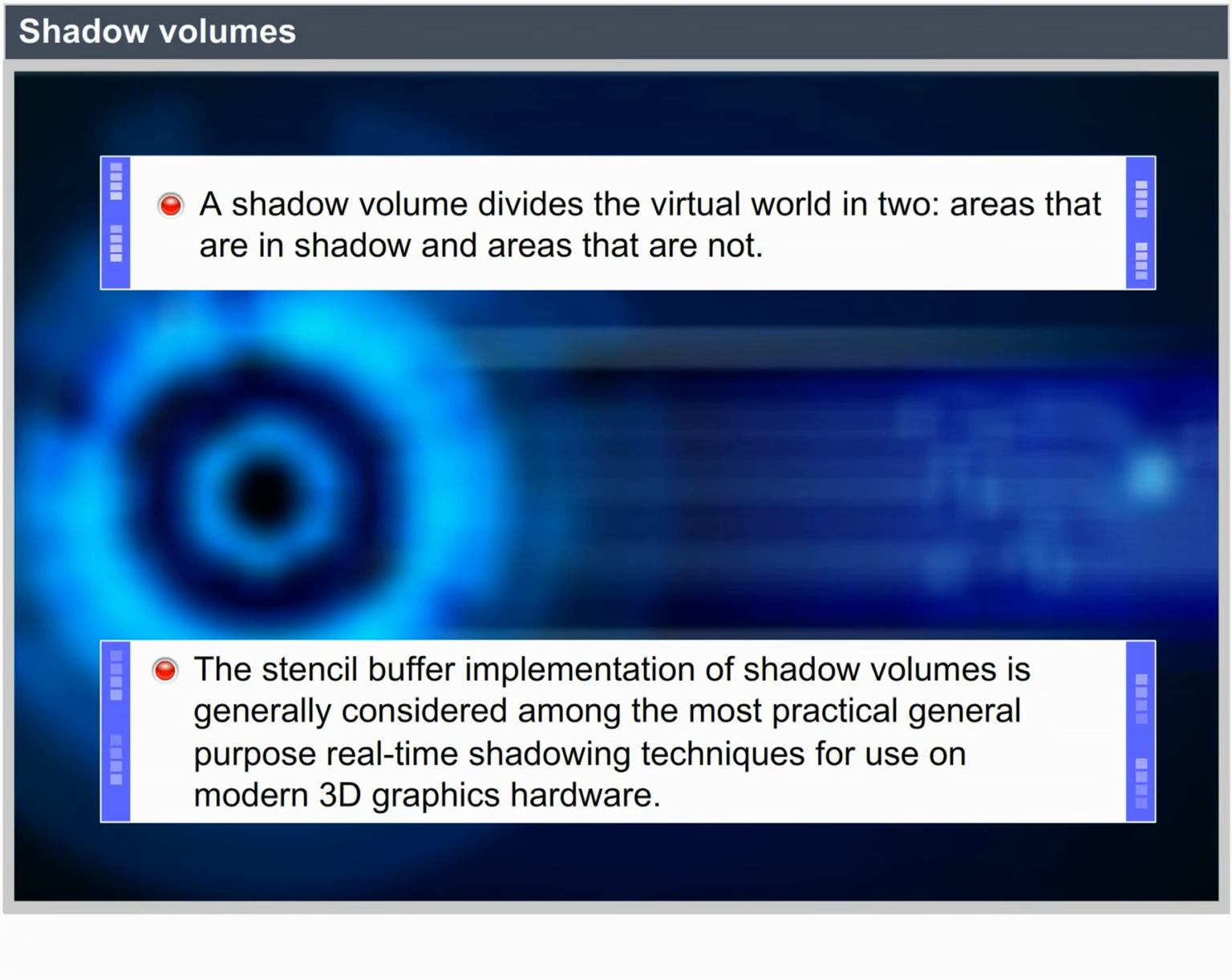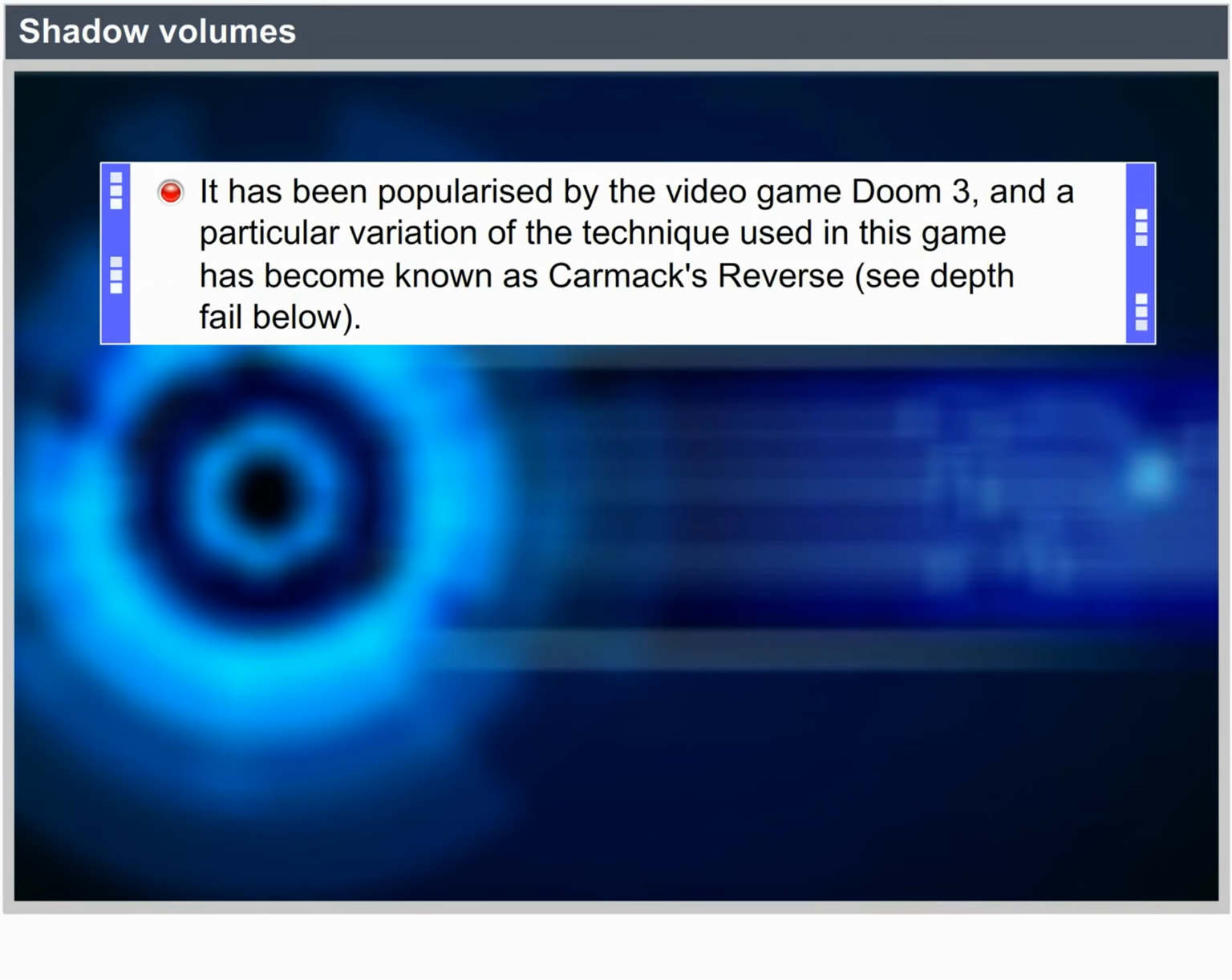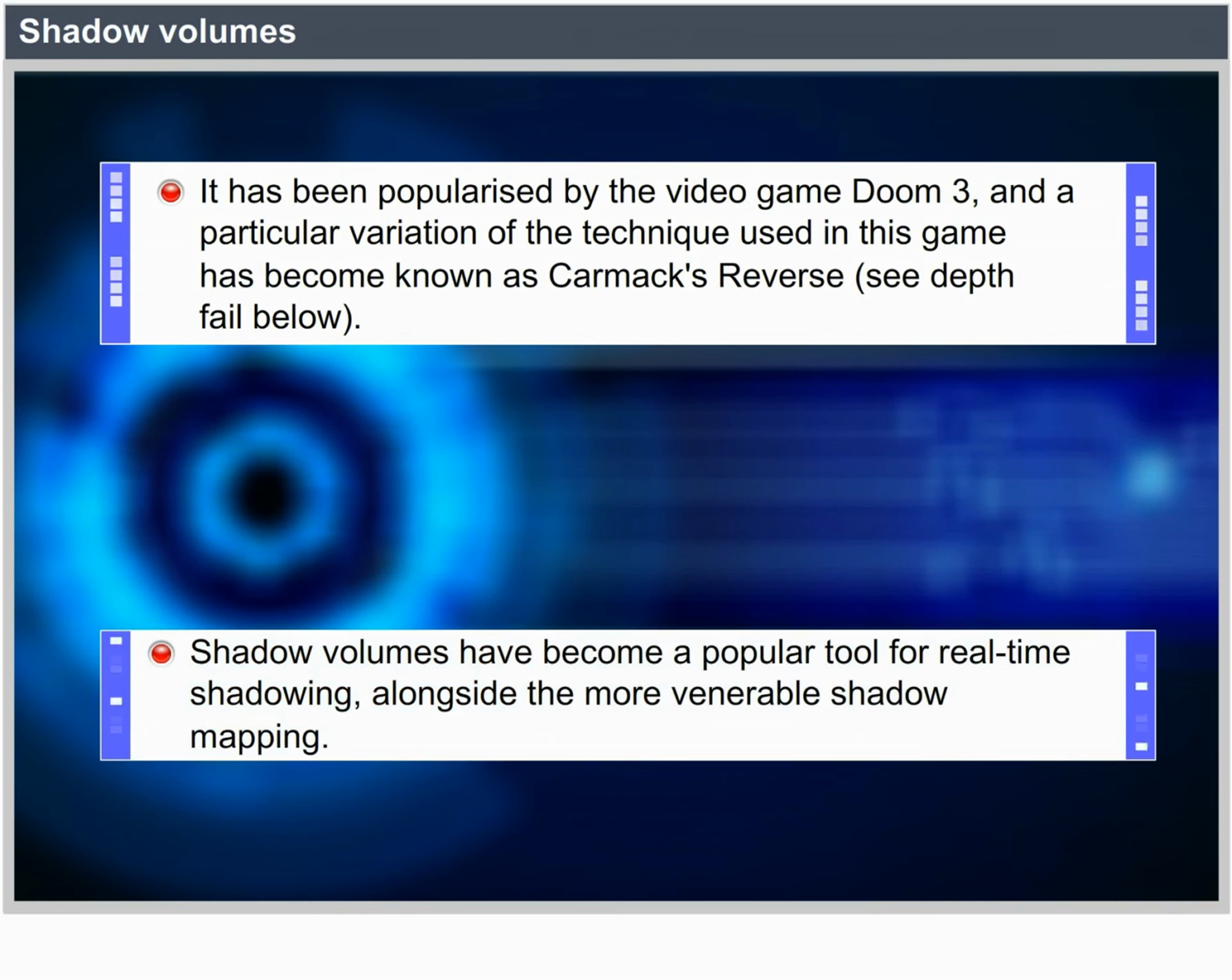It has been popularized by the video game Doom 3, and a particular variation of the technique used in this game has become known as Carmack's reverse. See depth fail below. Shadow volumes have become a popular tool for real-time shadowing alongside the more venerable shadow mapping.